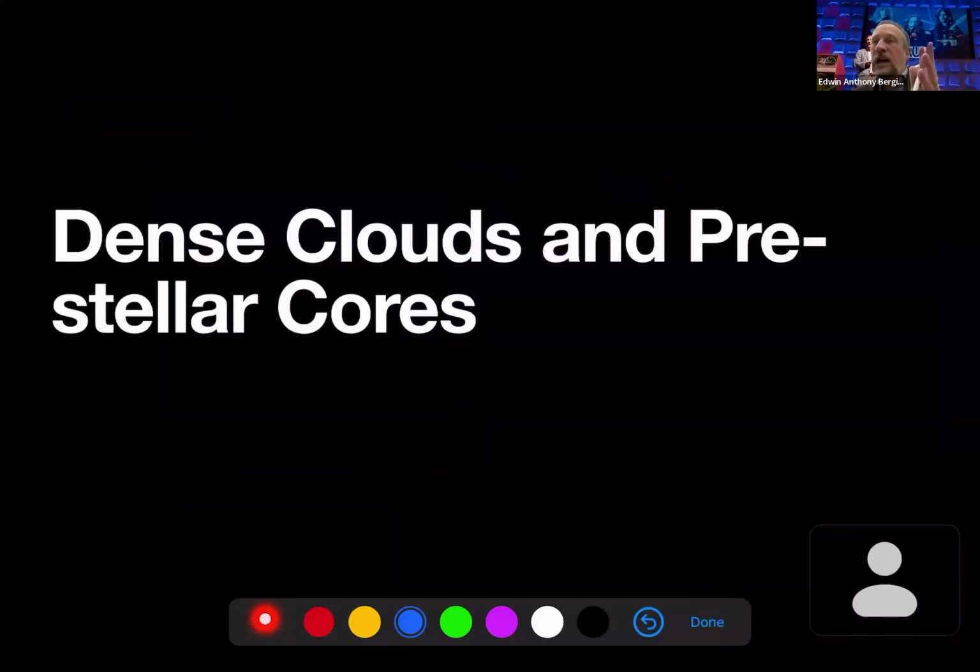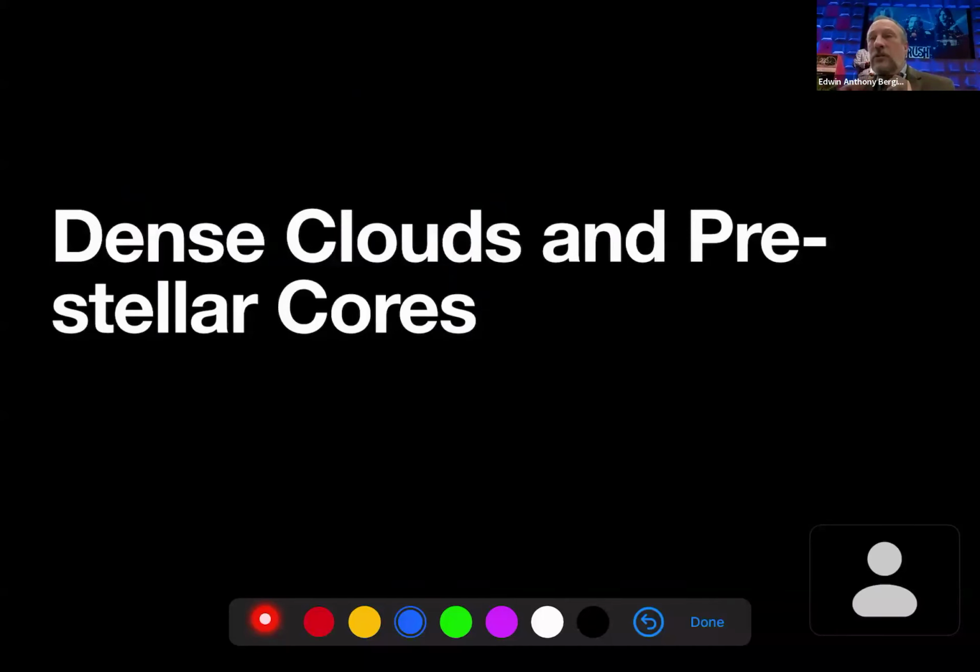Okay, so diffuse clouds, I can actually set the conditions. And what I've learned from diffuse clouds is most of the metals are gone, and my carbon, nitrogen, and some oxygen are around to make my molecules.